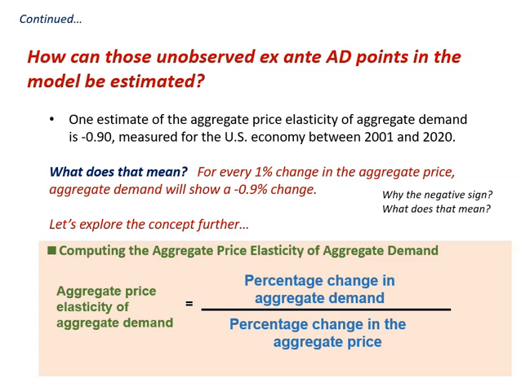To refresh your memory, the elasticity formula is shown on this slide. So, in this case, if we know the aggregate price elasticity of aggregate demand is -0.90, then to use that finding we need to know something about the percentage change in aggregate demand, which is real GDP, and percentage change in the aggregate price, which is the GDP price index.